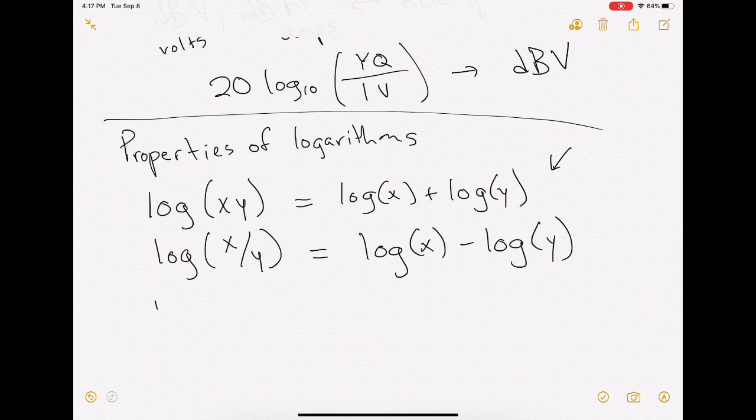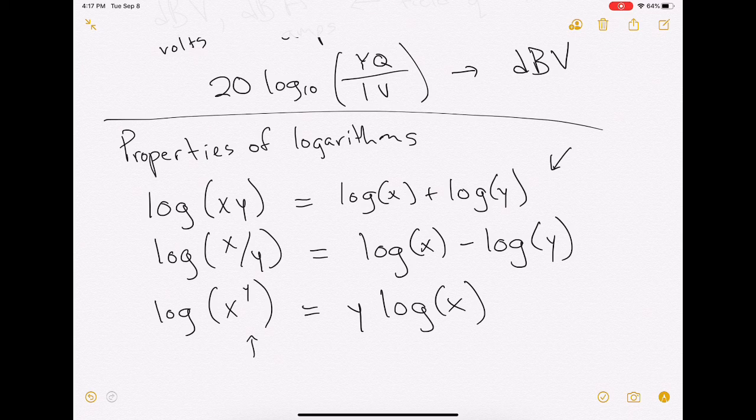And finally, log of x to the y gets you y times log of x. So exponents in the argument of a log turn into multiplicative factors once you evaluate it. All of these things are really handy because, especially in antenna engineering, we're talking about the differences between extremely large signals and extremely small signals.